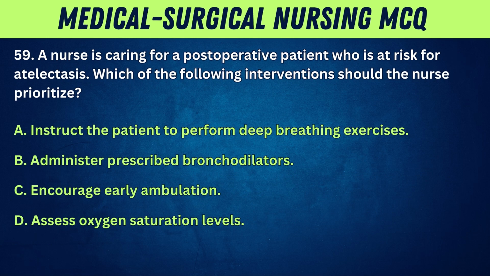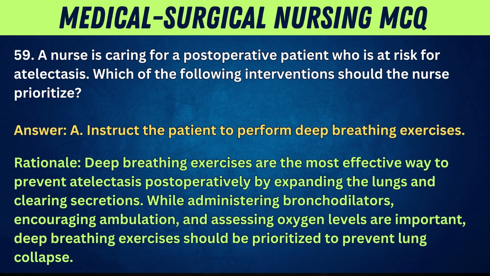59. A nurse is caring for a postoperative patient who is at risk for atelectasis. Which of the following interventions should the nurse prioritize? A. Instruct the patient to perform deep breathing exercises. B. Administer prescribed bronchodilators. C. Encourage early ambulation. D. Assess oxygen saturation levels. Answer. A. Instruct the patient to perform deep breathing exercises.